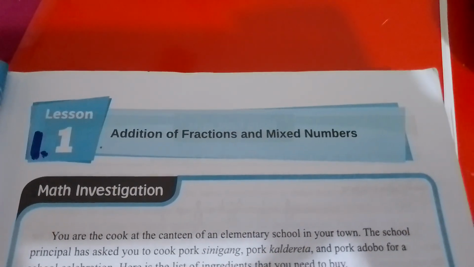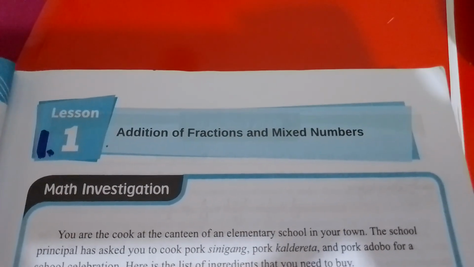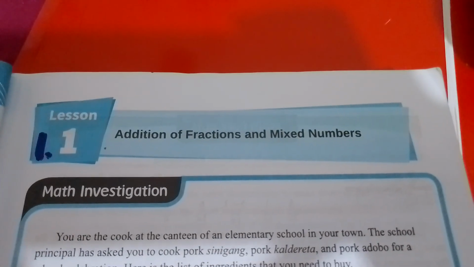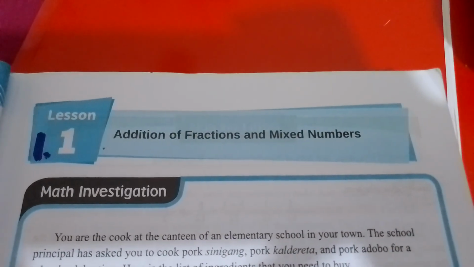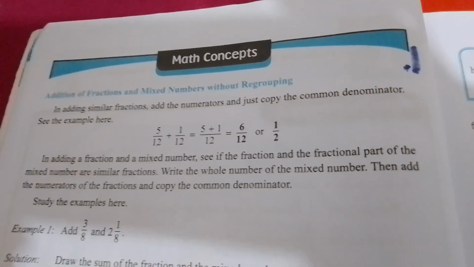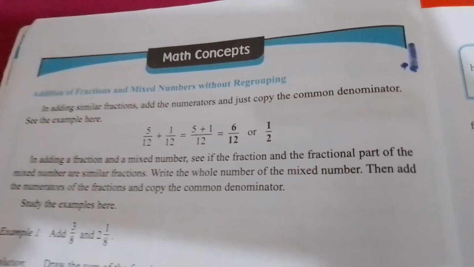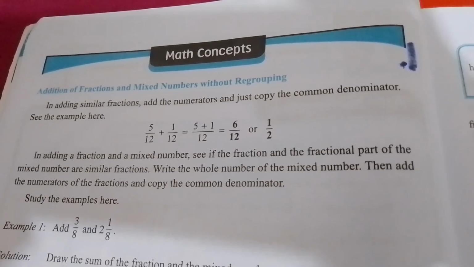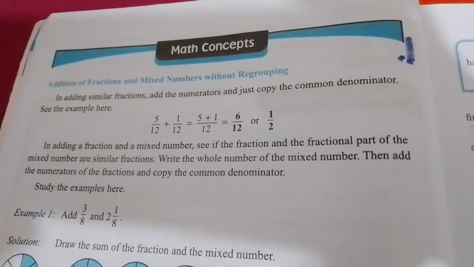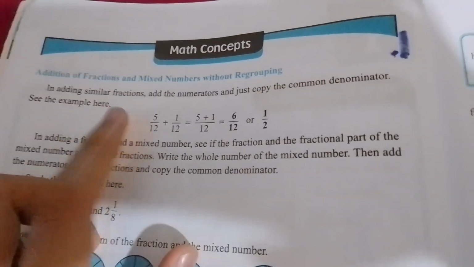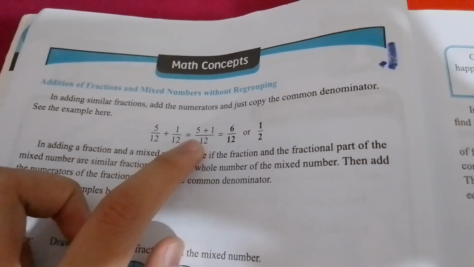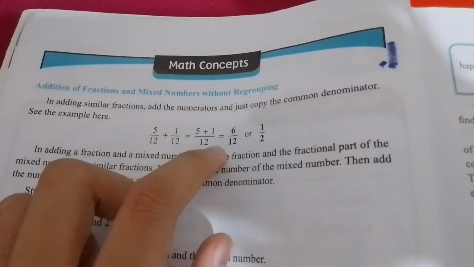New chapter, chapter 1, we'll talk about fractions. Lesson 1.1, we'll talk about addition of fractions and mixed numbers. In adding similar fractions, add the numerators and just copy the common denominator. See the example here? 5/12 plus 1/12 equals 5 plus 1 over 12, which is 6/12 or 1/2.